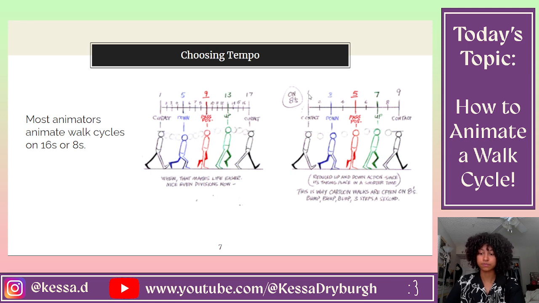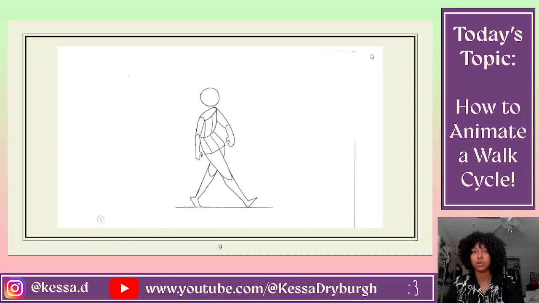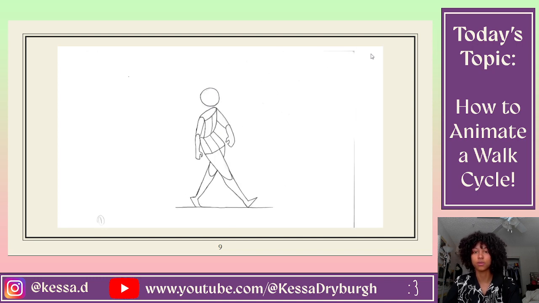So here's a quick example that I made. As you can tell, there's the 5 key poses: contact, down, passing, up, and then the second contact. And when you fill in the in-betweens, it makes a little animation. So I am still a student, so you can probably tell that this isn't absolutely perfect.